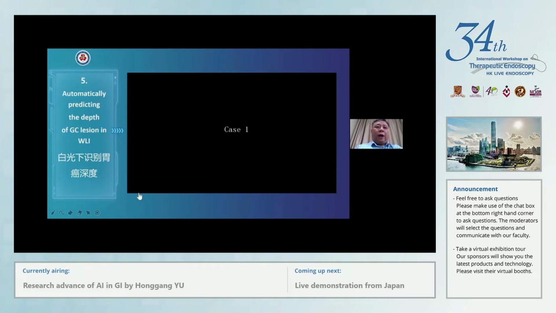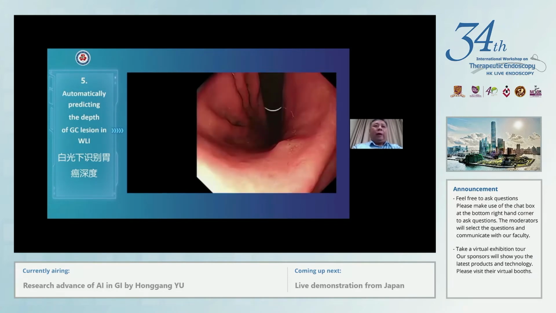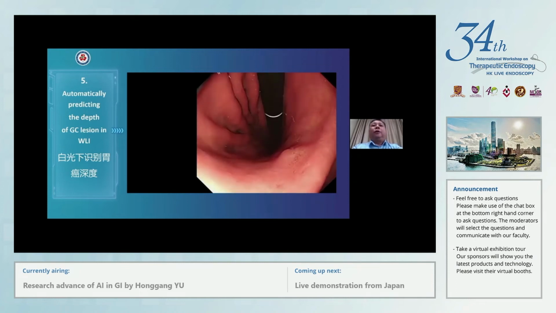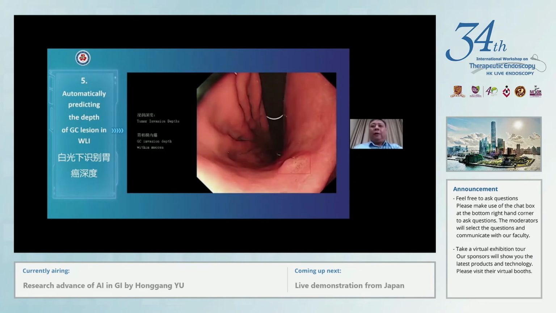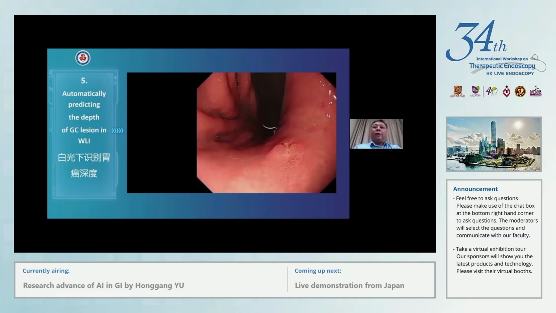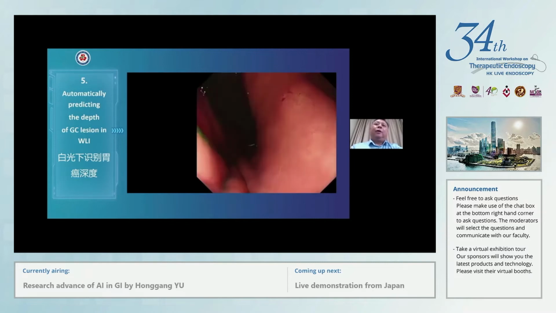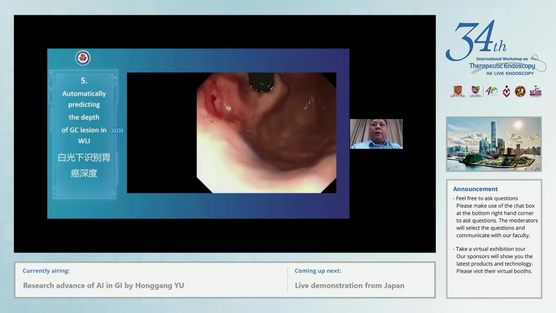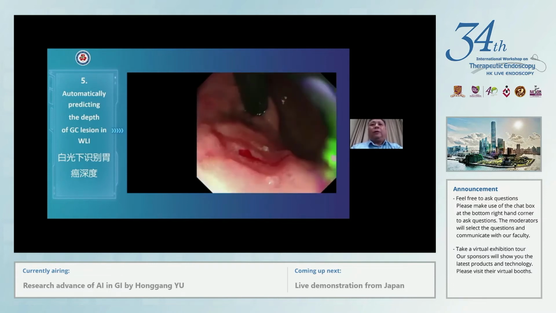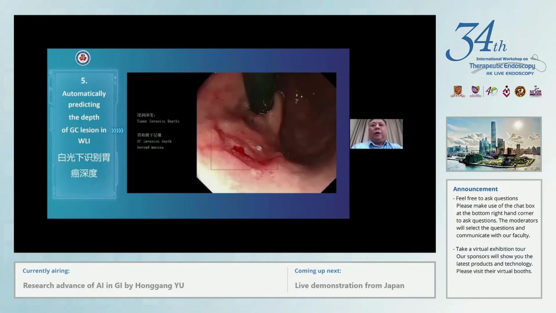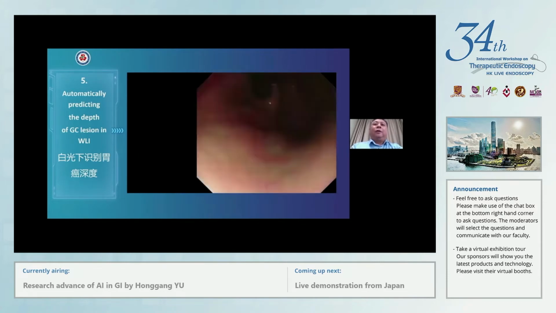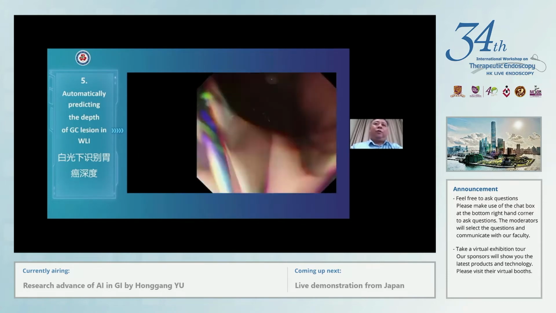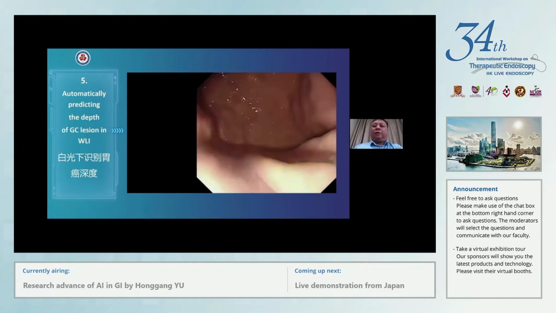ENDOANGEL can also assess the depth of gastric cancer lesions in white light. You can see under white light, ENDOANGEL can predict that this lesion just invades the mucosal layer, and this one is much deeper, invading the submucosal layer. Maybe you should go on to do surgery.